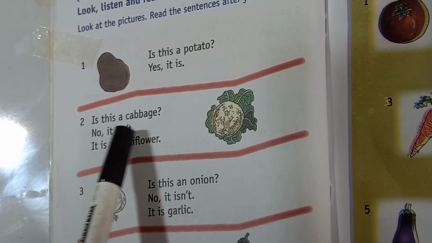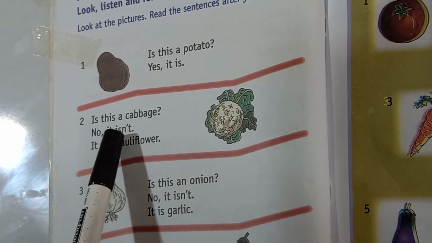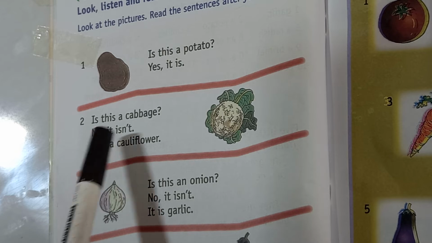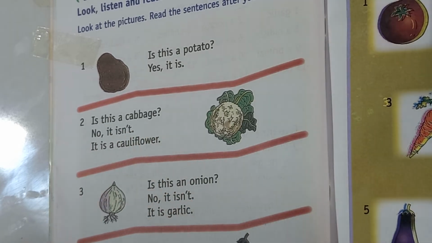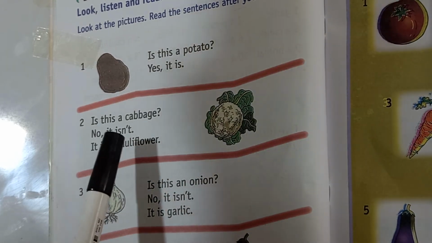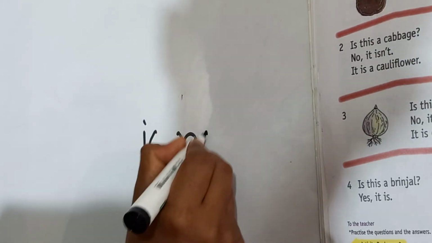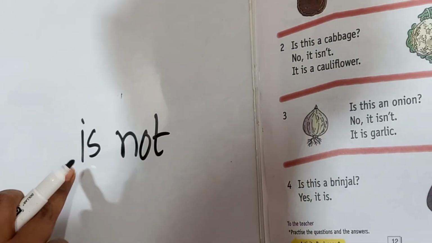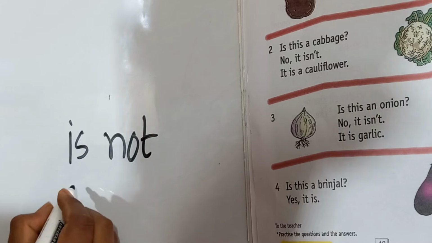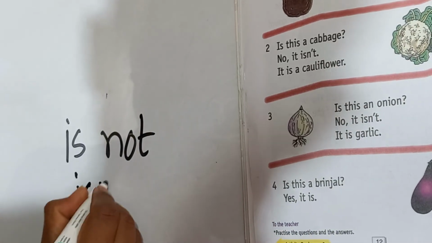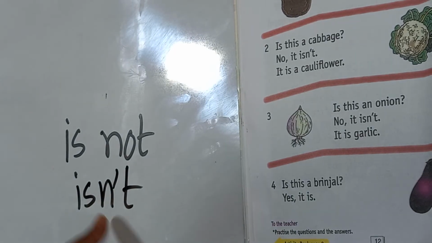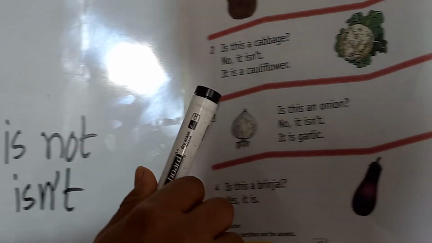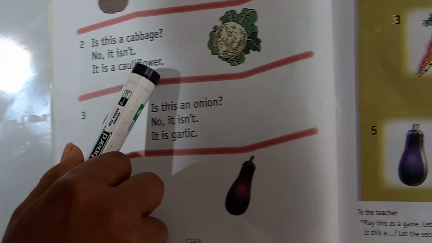No, it isn't. Dear students, after that, I-S-N, then apostrophe, then T. That means it isn't. But if it was written that is not, on that case we can say it is not. But although it is written is, so we will say it isn't, not is not, okay? Then it is a cauliflower.